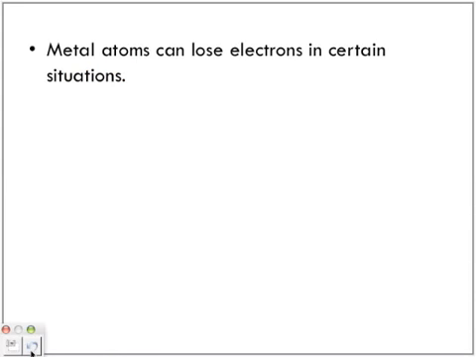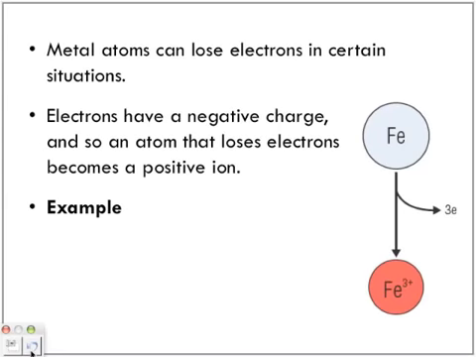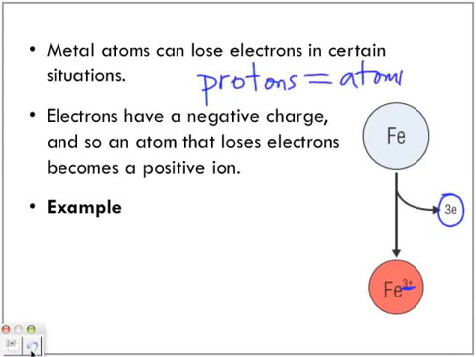Now, metal atoms can lose electrons in certain situations. Electrons have a negative charge, as we've talked about in previous chapters. So an atom that loses electrons becomes a positive ion. So here we have iron. We've lost 3 electrons, so because we've lost 3 electrons, we have a charge of +3. This is really important for you to know: you can never lose protons, because protons equal the atomic number.